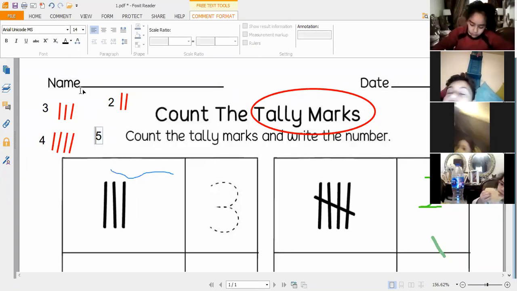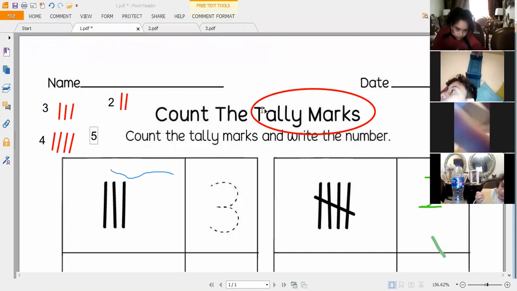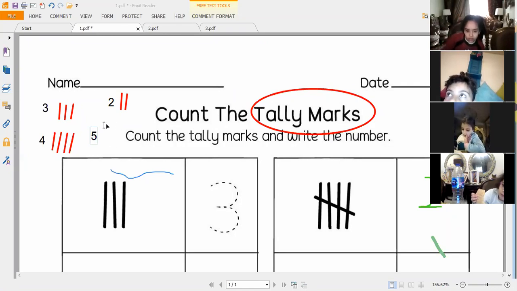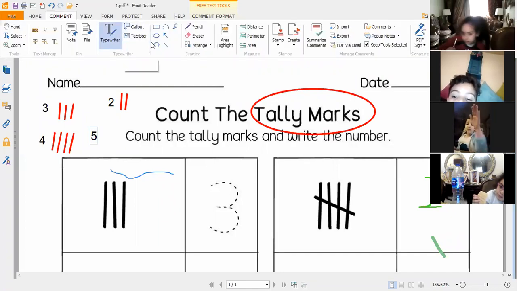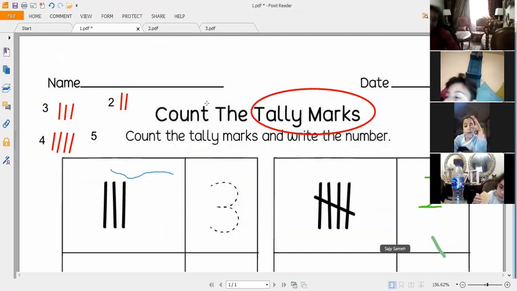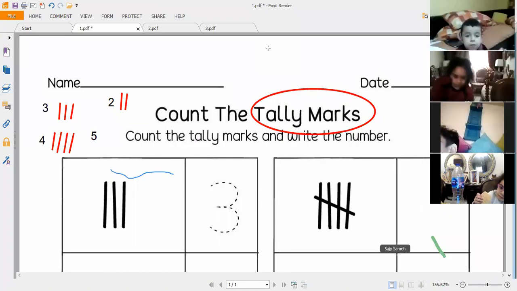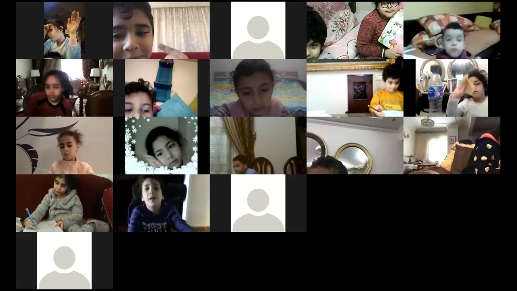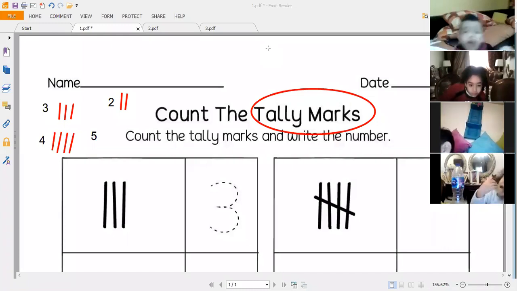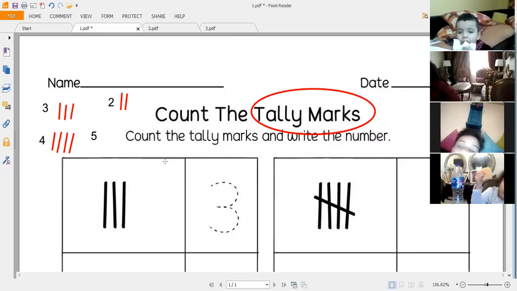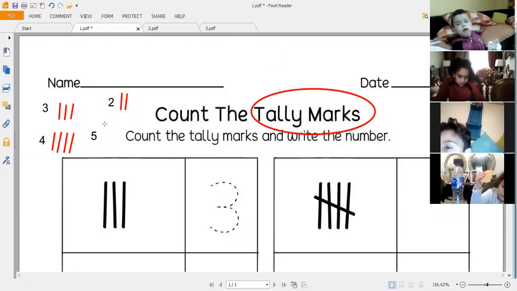How can we represent number 5 using the tally marks? Who can tell me? How many lines? I will draw 5 lines. But it may be different a little bit. Focus here, look at the screen. So I will draw 5 lines, but like this.